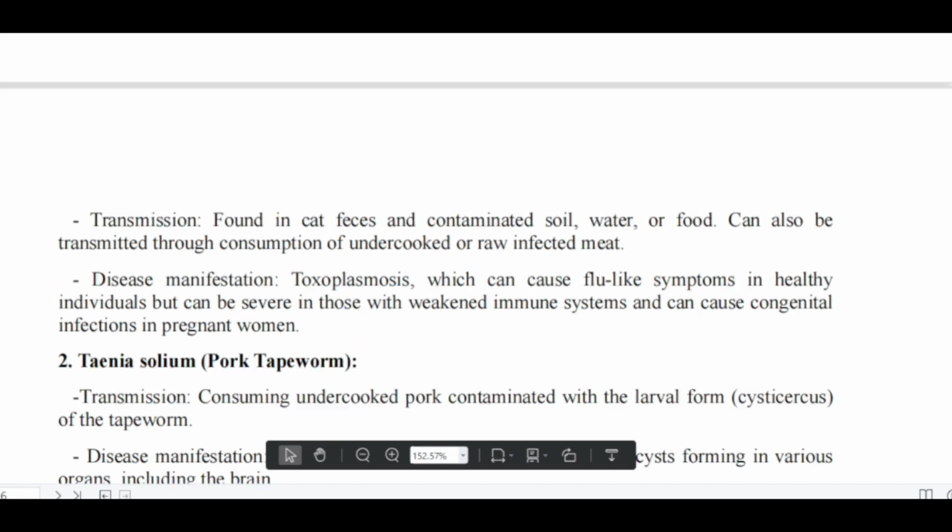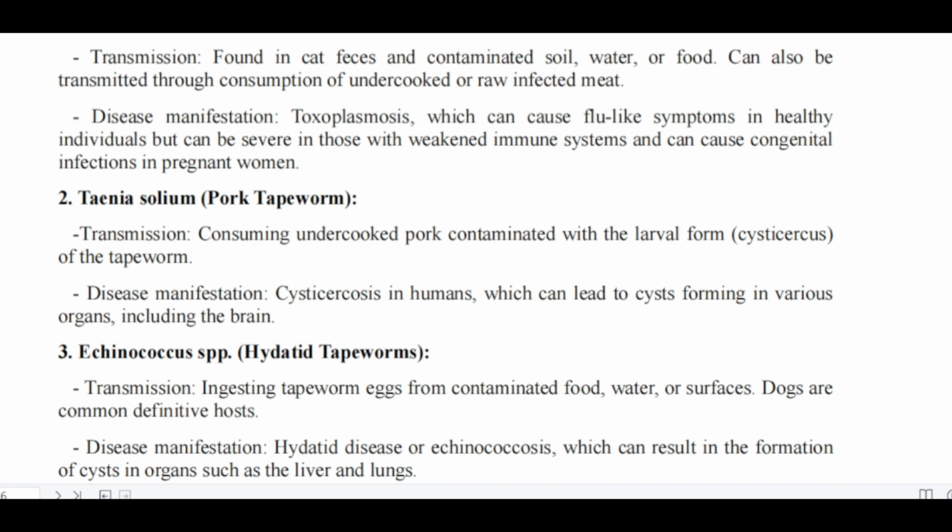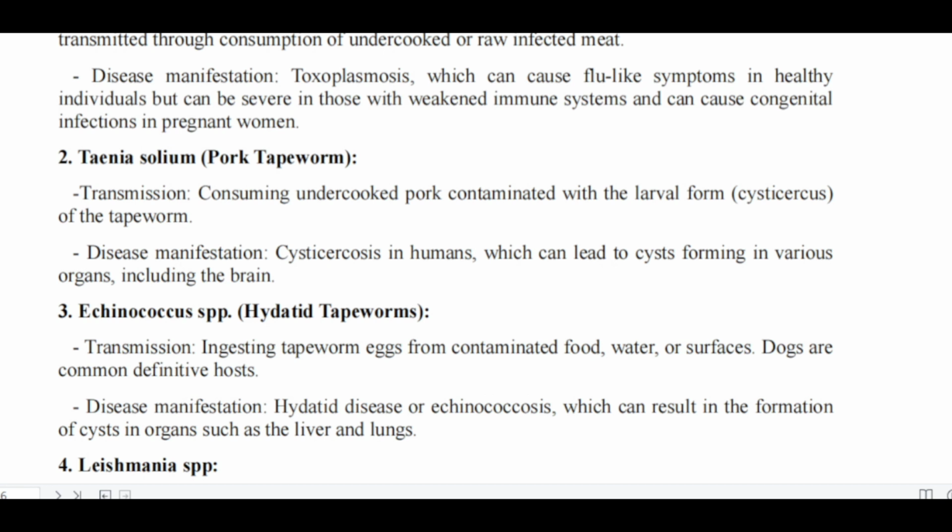You now have things like Taenia solium, pork tapeworm, right? So it's for those that are consuming undercooked pork contaminated with the larval form of the tapeworm. It causes cysticercosis in humans, which can lead to cysts forming in various organs, including the brain.